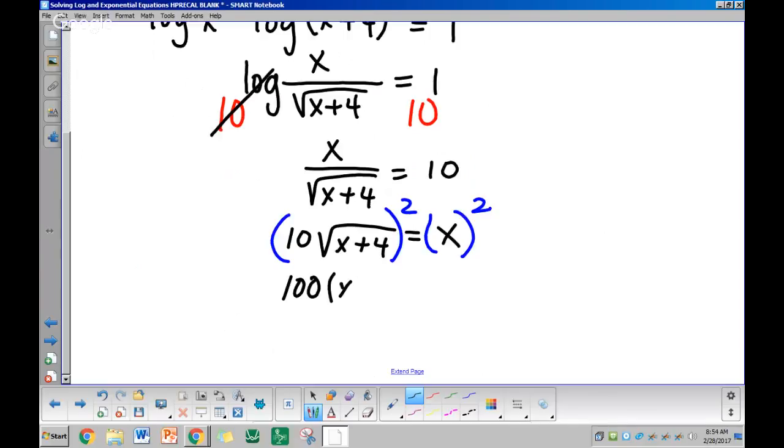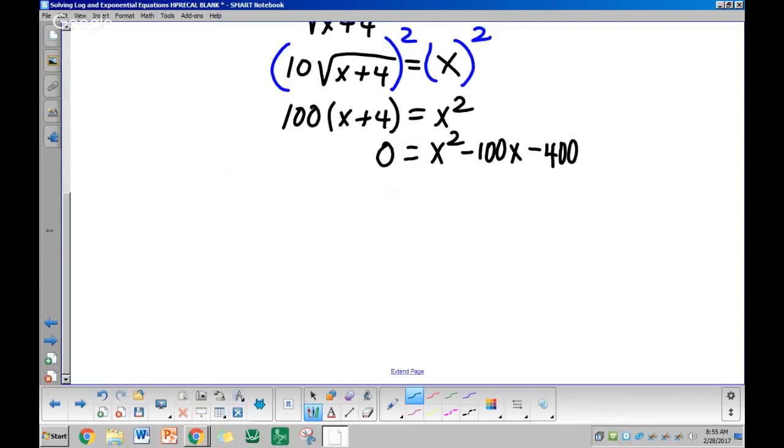100 times x plus 4 equals x squared. So I'm going to move it all to one side. X squared minus 100x minus 400. Does that factor? No. No? Maybe x minus 20 and 5?